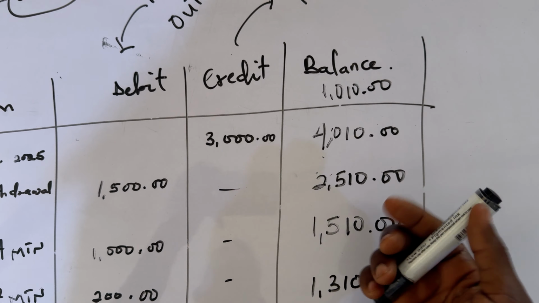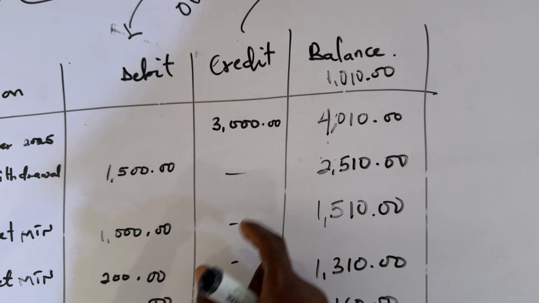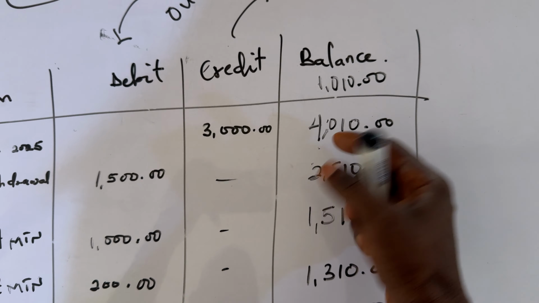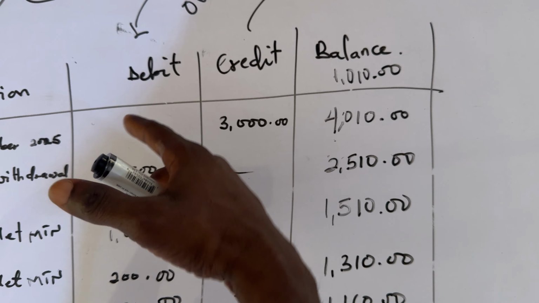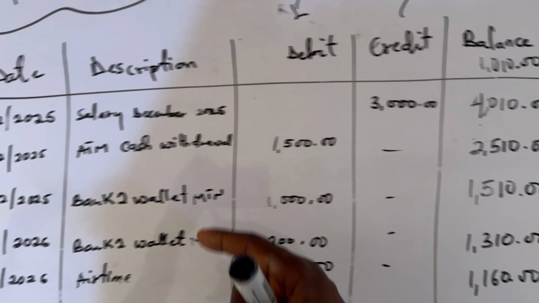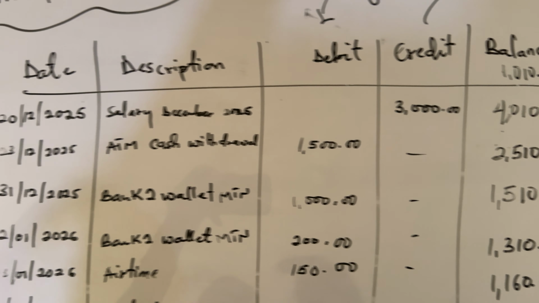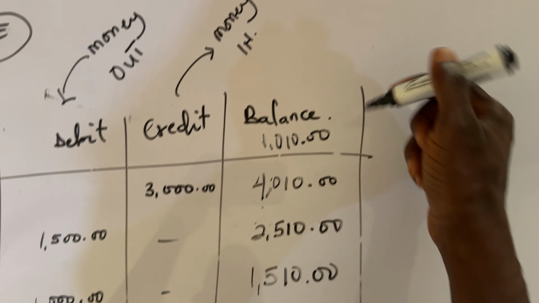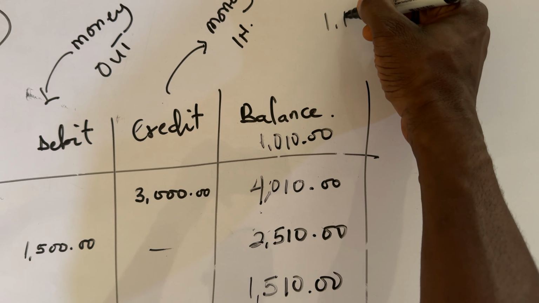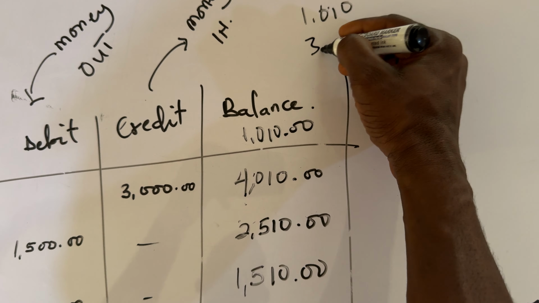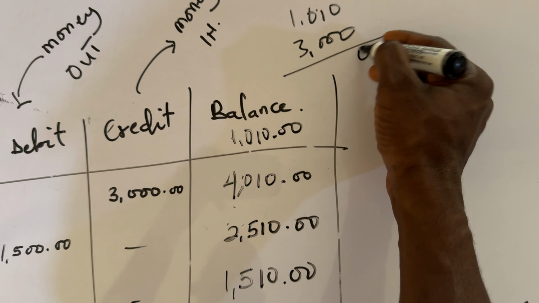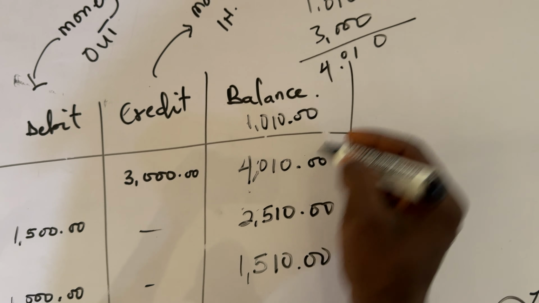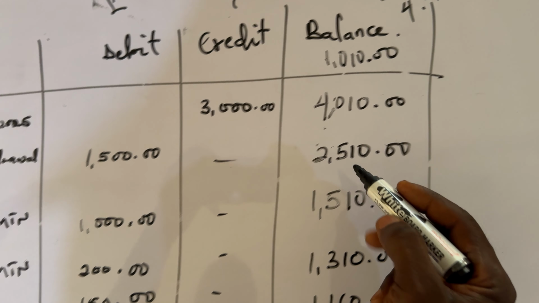Why 4,010 Ghana cedis? Here we are having 3,000. So it means that in your previous balance, at the time you received your salary, the money in your bank was 1,010. So 1,010 plus 3,000 gives you 4,010. That is how we got 4,010 here.